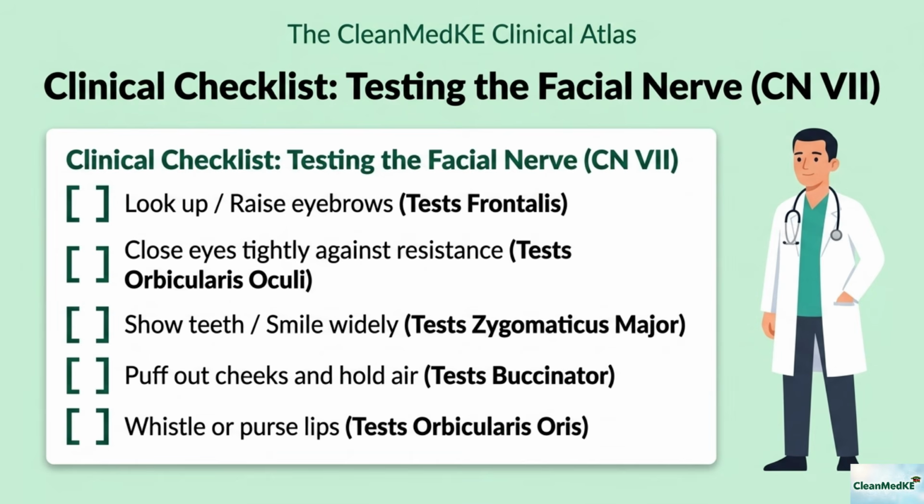We wrap up with clinical application. In an OSCE exam, you must test the 5 motor branches of the facial nerve. Have your patient look up to test the frontalis. Tell them to close their eyes tightly against resistance to test the orbicularis oculi. Ask for a wide smile to check the zygomaticus major, puff out their cheeks to test the Buccinator, and finally, have them whistle or purse their lips to test the orbicularis oris.